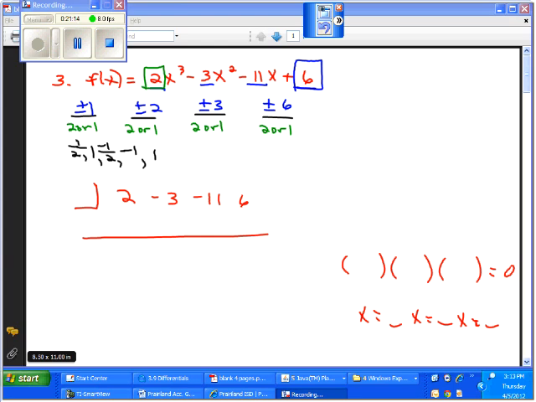2 over 2 is 1. 2 over 1 is 2. Negative 2 over 2 is negative 1. Negative 2 over 1 is negative 2. 3 over 2 is 3 over 2. 3 over 1 is 3. Negative 3 over 2 is negative 3 over 2. Negative 3 over 1 is negative 3. 6 over 2 is 3. 6 over 1 is 6. Negative 6 over 2 is negative 3. Negative 6 over 1 is negative 6.